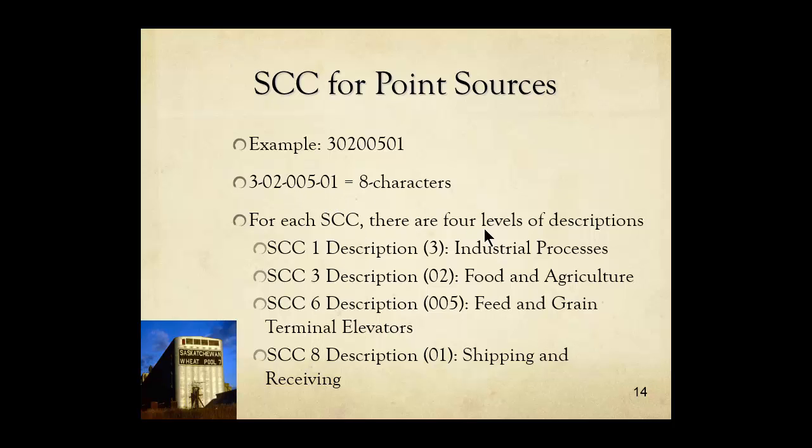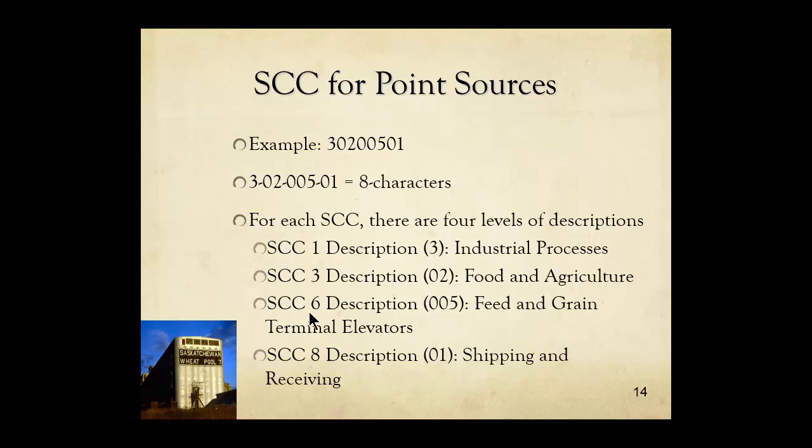So there are 4 levels of descriptions that correspond to how many digits you're talking about in the SCC. So the SCC1 description is the first digit, and that means industrial processes. The SCC3 description means the first 3 characters in the code, and in this case it's 02, which means food and agriculture. So if you had a bunch of stuff going on that pertain to industrial processes and food and agriculture, they would all have these first 3 codes, 302.